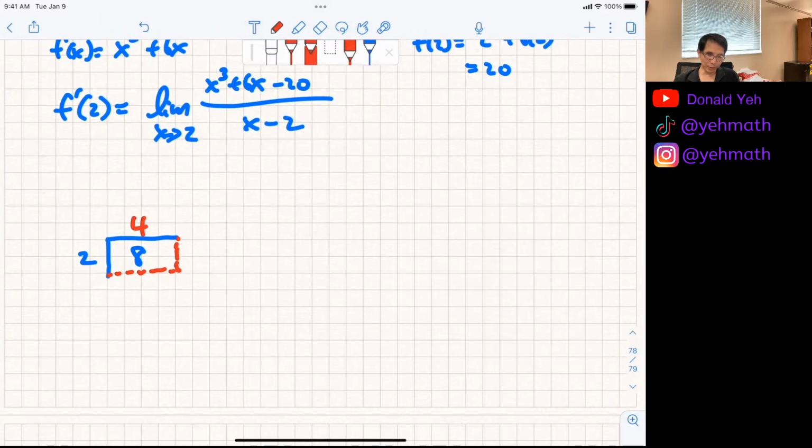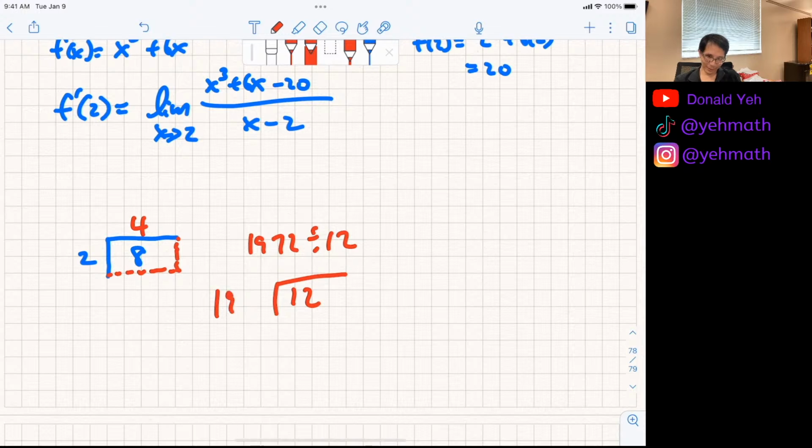Let's start with long division. Did you all know how to do long division? If I have 1972 divided by 12, I remember one year I had this kid named Yasin, and I still remember his name. I asked, can you do long division? 1972 divided by 12. He said, Mr. Yi, I got you. He went up to the board, and then he said, wait, I don't know how to do this.